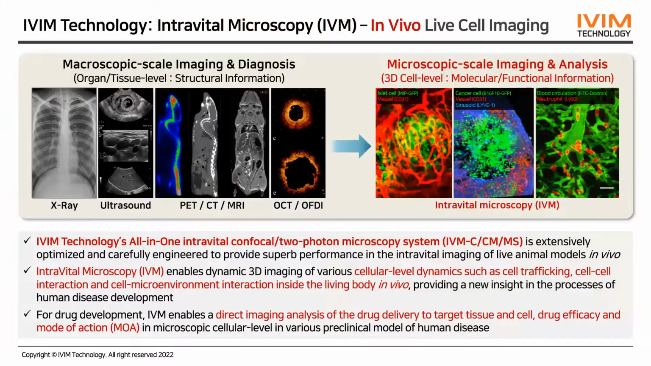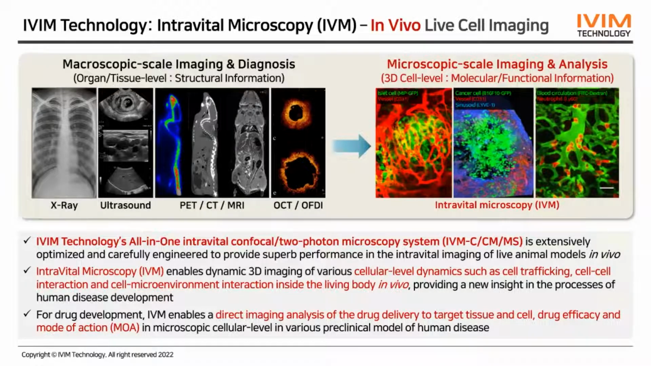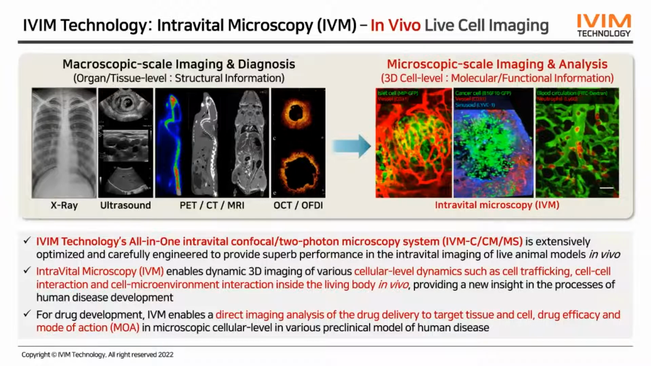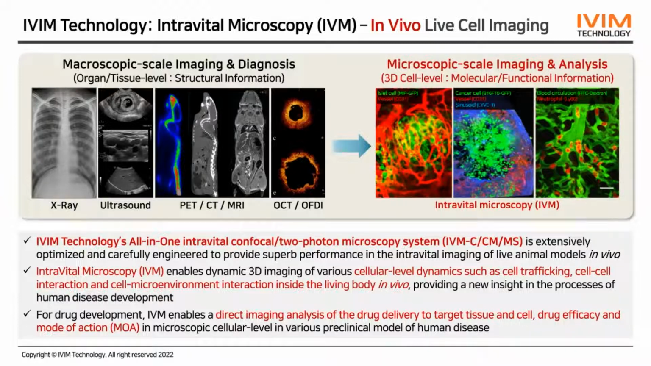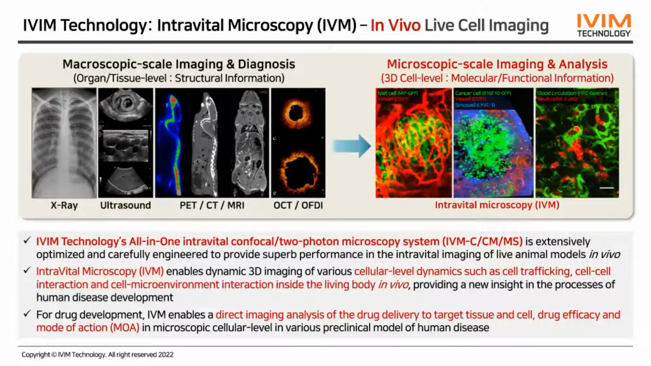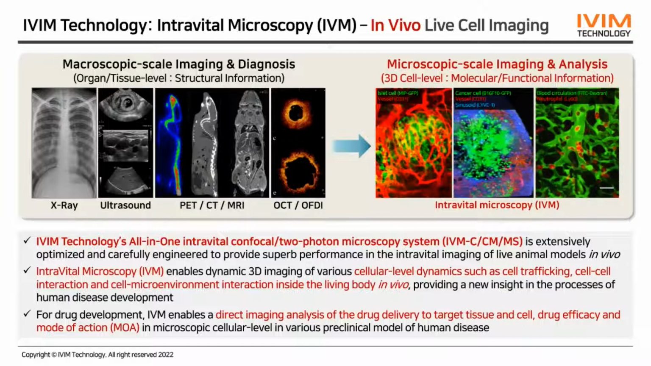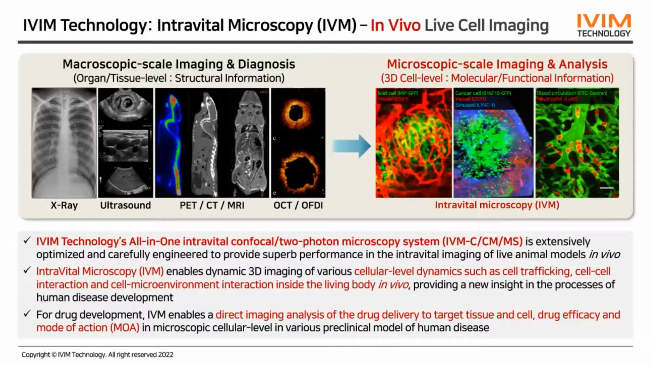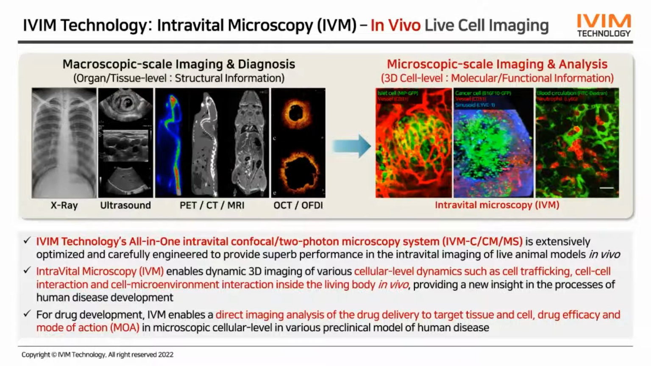IVIM's intravital microscopy observes live tissue and cells in live animals, which enables 3D cellular-level microscopic imaging and analysis in vivo. Our all-in-one intravital confocal and two-photon microscopy system is fully optimized for intravital live cell imaging, such as real-time cell trafficking, cell-to-cell interaction, and cell-to-microenvironment interaction inside the living body. Furthermore, it can be widely applied to therapeutic research fields, investigating drug delivery to the target tissue, drug efficacy, and therapeutic mode of action in various preclinical mouse models of human disease.